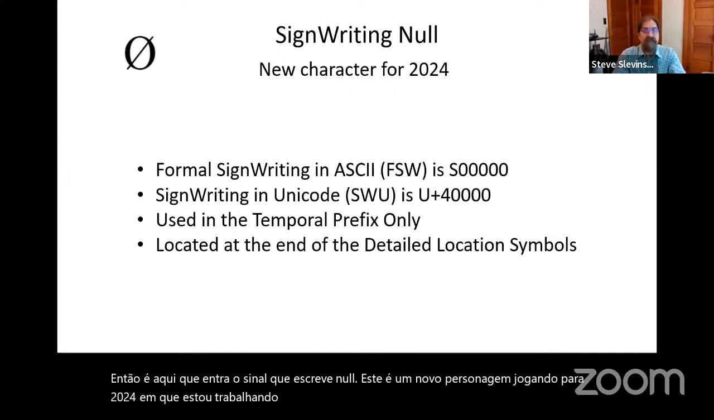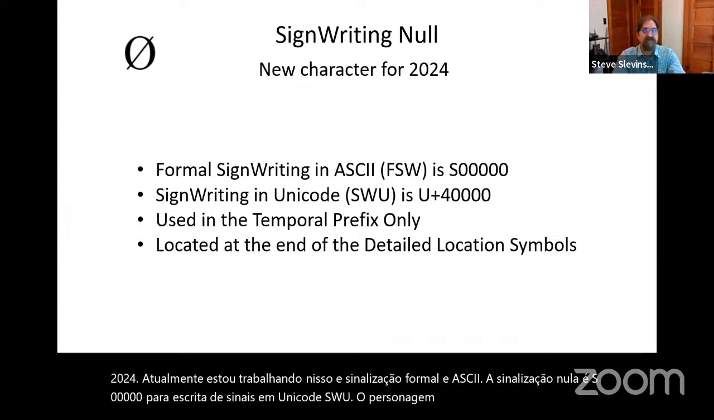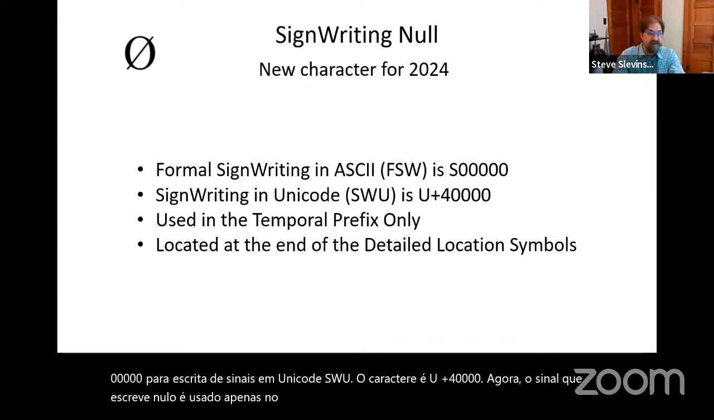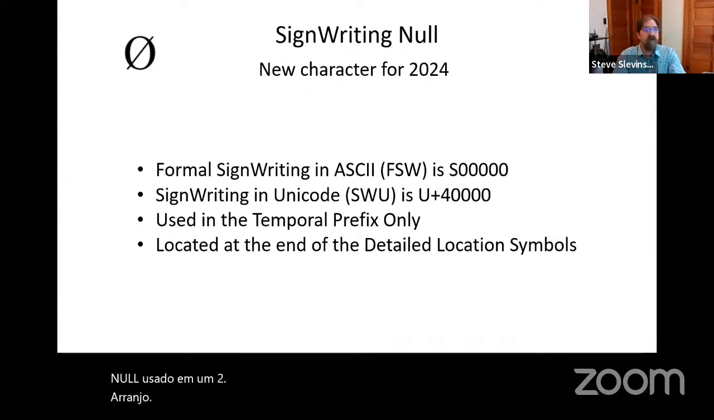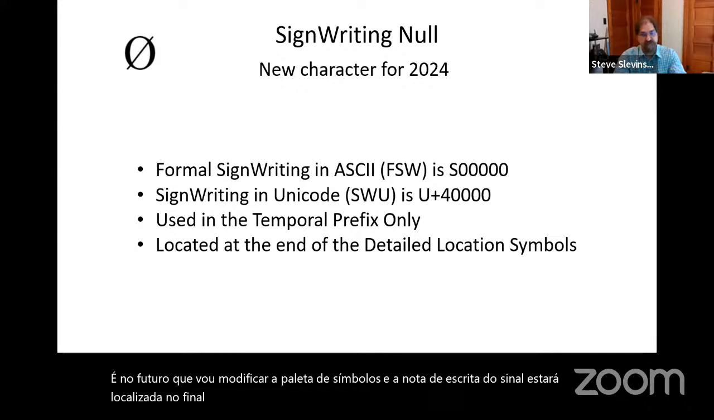In formal SignWriting in ASCII, the SignWriting Null is S00000. For SignWriting in Unicode, SWU, the character is U+40000. Now the SignWriting Null is only used in the temporal prefix. You would not see the SignWriting Null used in a two-dimensional arrangement. In the future, I'm going to be modifying the symbol palette, and the SignWriting Null will be located at the end of the detailed location symbols.